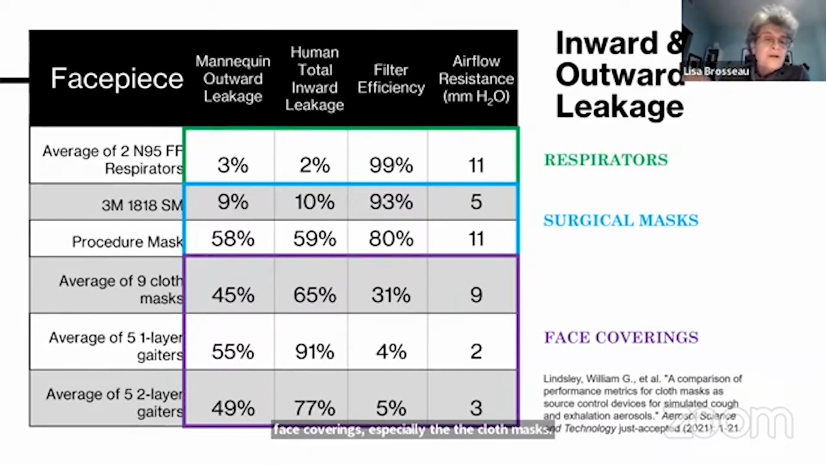On the other hand, as you move down the list towards the face coverings, especially the cloth masks, you start to see how much leakage there really is inward and outward, and that has to do with both their very poor filter efficiency as well as generally their poor fit. And it doesn't matter how well something fits if it has bad filter efficiency.